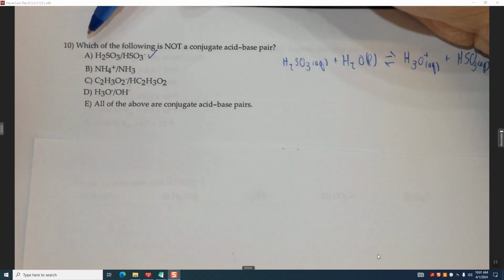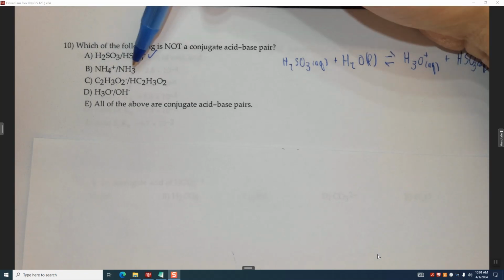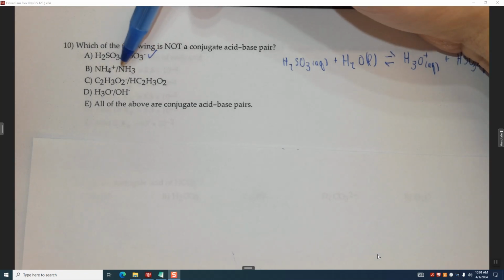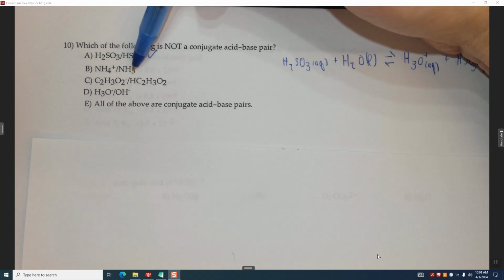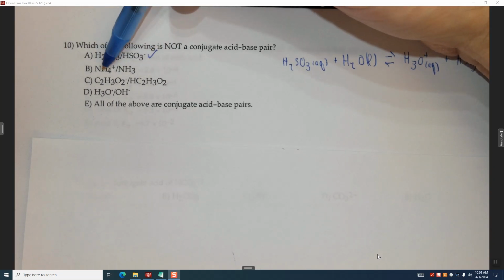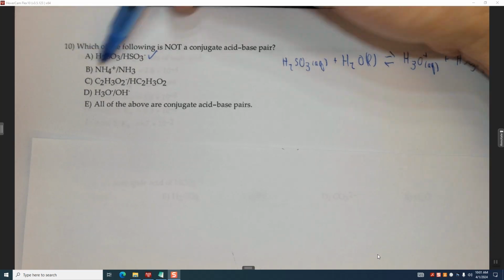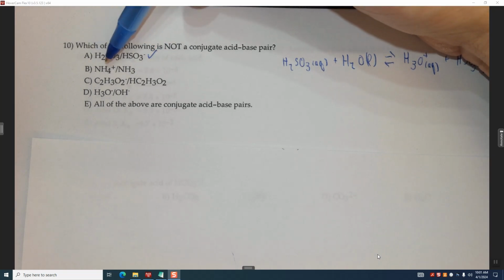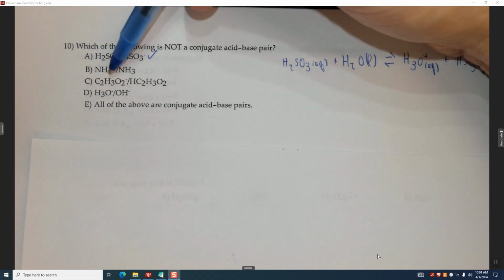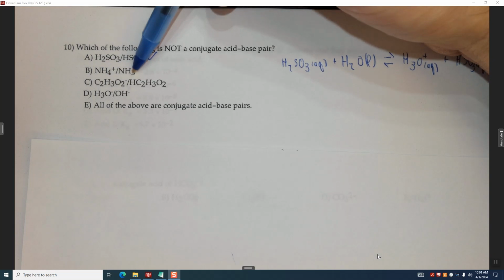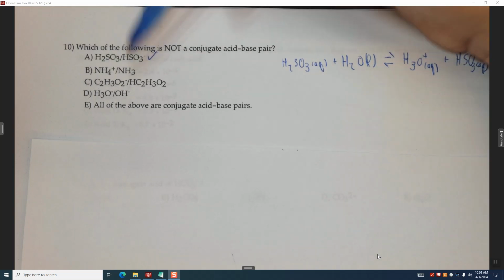If you look at this one, you have NH4 plus and NH3. If you take NH3 plus H2O, NH3 acts like a base. The conjugate acid has one more H and a positive charge. So therefore, this is a conjugate acid-base pair. If you want to think about it the other way, this is the acid. When it loses an H plus, it has one less H, and it went from plus to neutral.